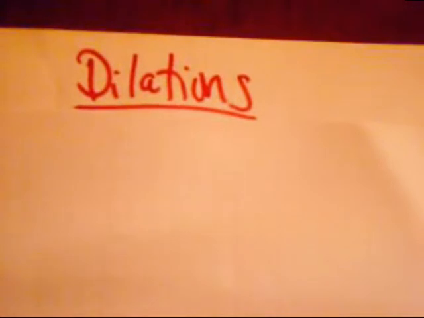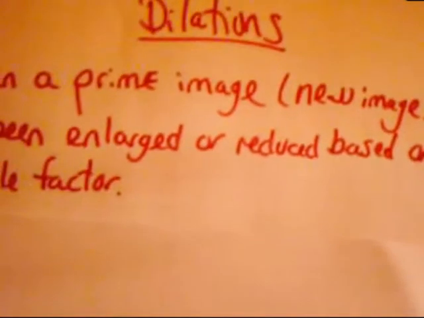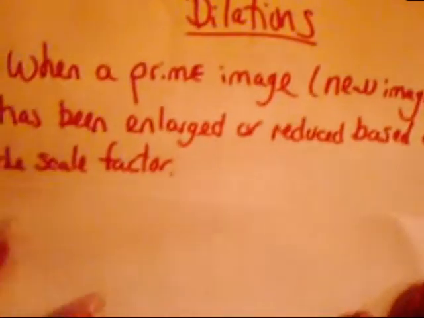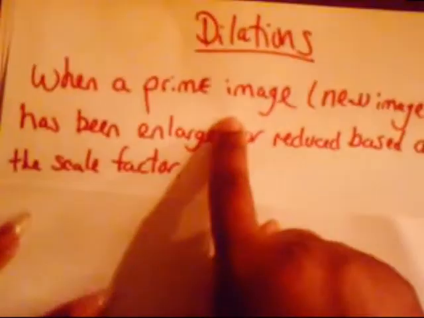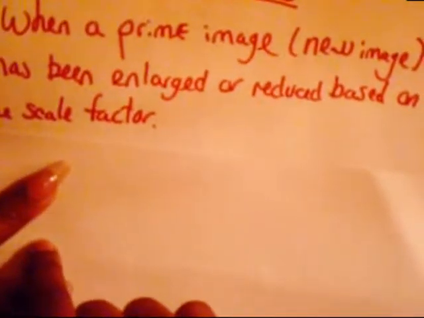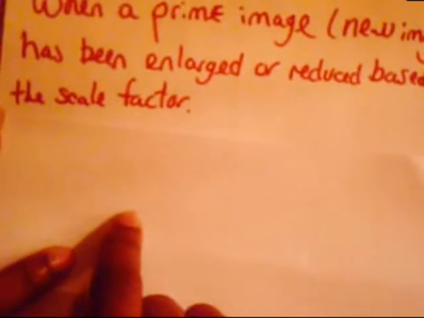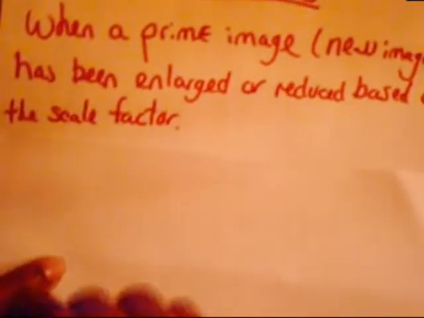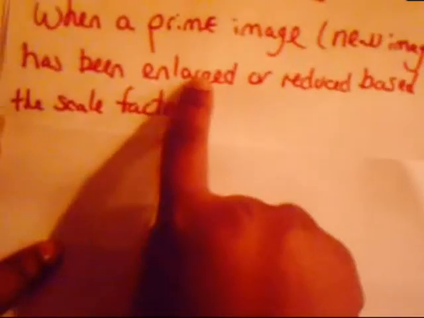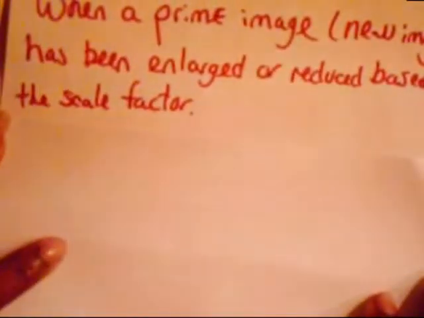Okay, so guys, first thing I want to do is talk about what a dilation is. This is my interpretation of what a dilation is. A dilation is when a prime image, and guys, please remember that a prime image is your new image, has been enlarged or reduced based on the scale factor. Okay, so guys, what you're looking at is your pre-image, and your pre-image is going to be either bigger, which is called an enlargement, or smaller, which is called a reduction based on what the scale factor says.